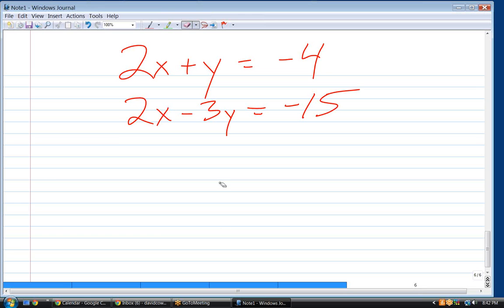So before we graph it, let's figure out what the slopes are and see if we have a negative reciprocal slope. We might be able to prove it's not a rectangle immediately. So let me solve the first equation for y. Would it be y equals negative 2x minus 4? So our slope there is minus 2. Solve the second one for y.